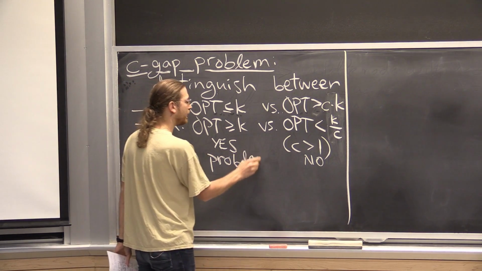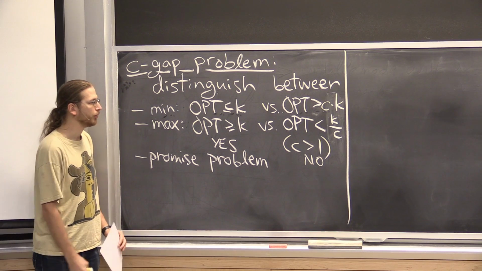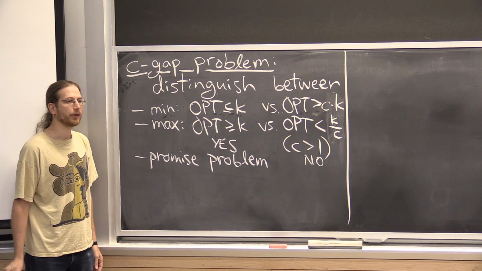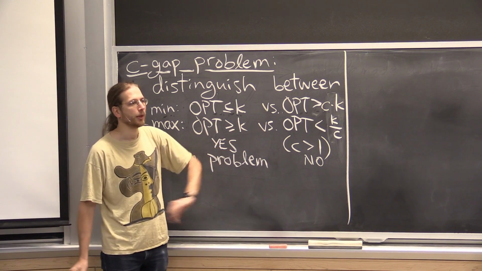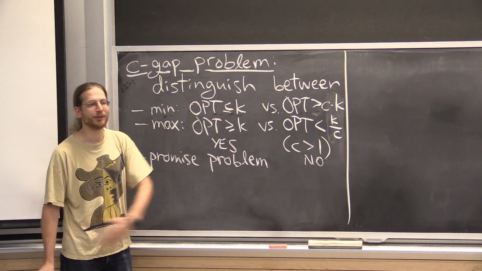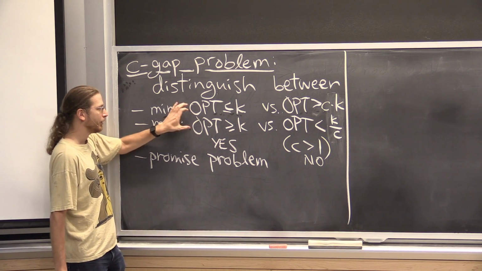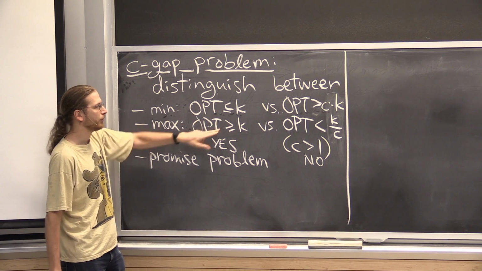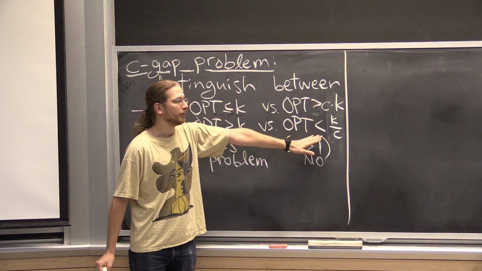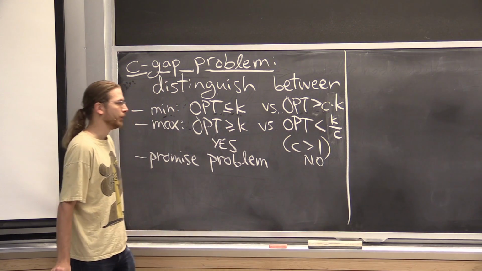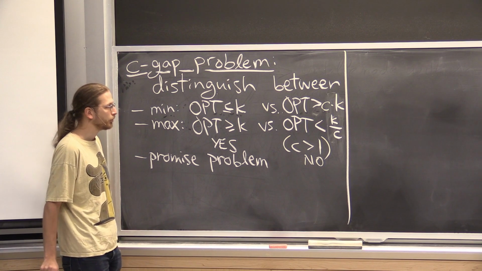And effectively what that means is if you're trying to come up with an algorithm to solve this decision problem, you don't care what the algorithm does if opt happens to fall in between. The algorithm can do whatever it wants. It can output digits of pi in the middle. As long as when opt is at most k, it outputs yes. And when opt is at least a factor c away from that, it outputs no. Okay, so that's an easier problem.